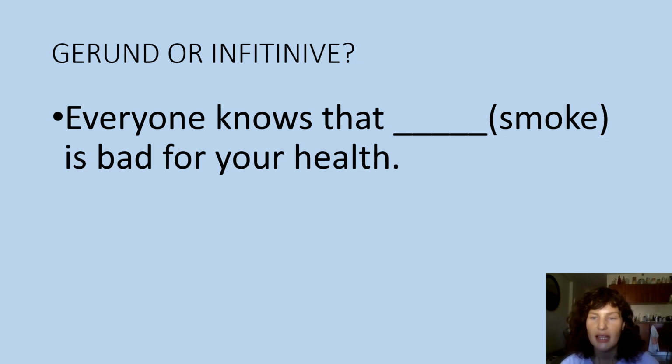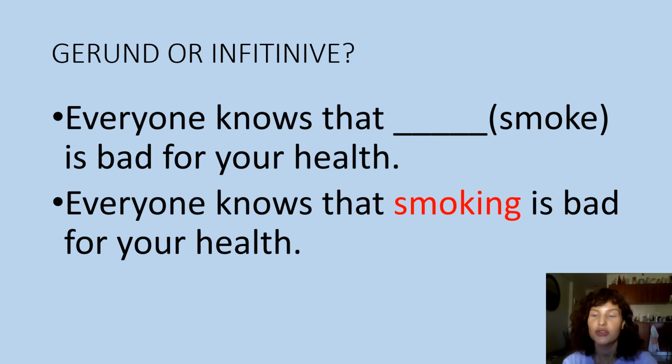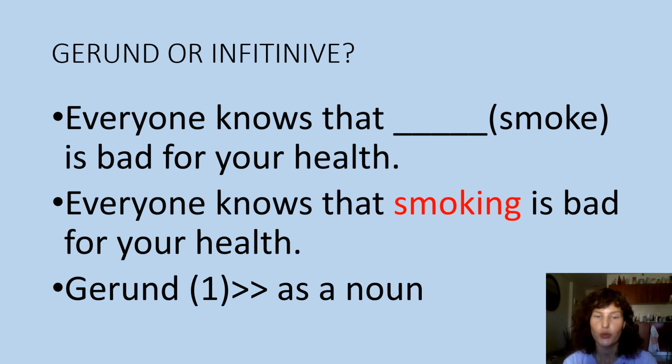Everyone knows that is bad for your health. What do I use here? I use the gerund. Everyone knows that smoking is bad for your health. So in this sentence, I have an adjective clause. Smoking is bad for your health, right? And it's describing a fact that everybody knows. Everybody knows something. What is something that everybody knows? Smoking is bad for your health. Here it's a noun. Rule number 1, right? Using the verb as a noun.